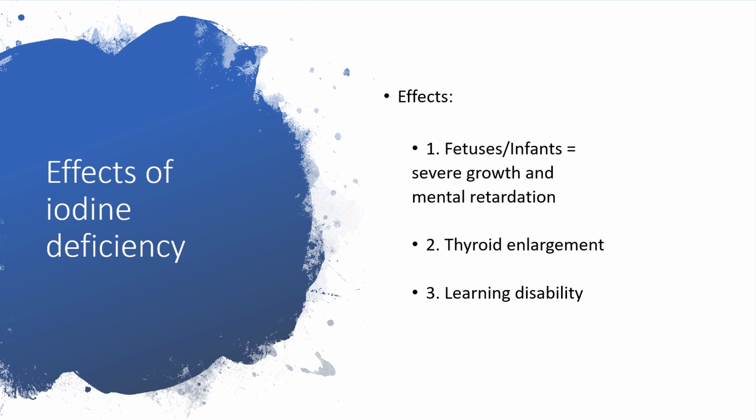What are the effects of iodine deficiency? Number 1, fetuses and infants will have severe growth and mental retardation. There will be thyroid enlargement. Later on, we'll come across goiter in the course of this series, and then we'll understand better. Then there will be learning disability, because it affects both somatic and brain development in children. That is why so many centers across the globe will screen for hypothyroidism in the newborn.